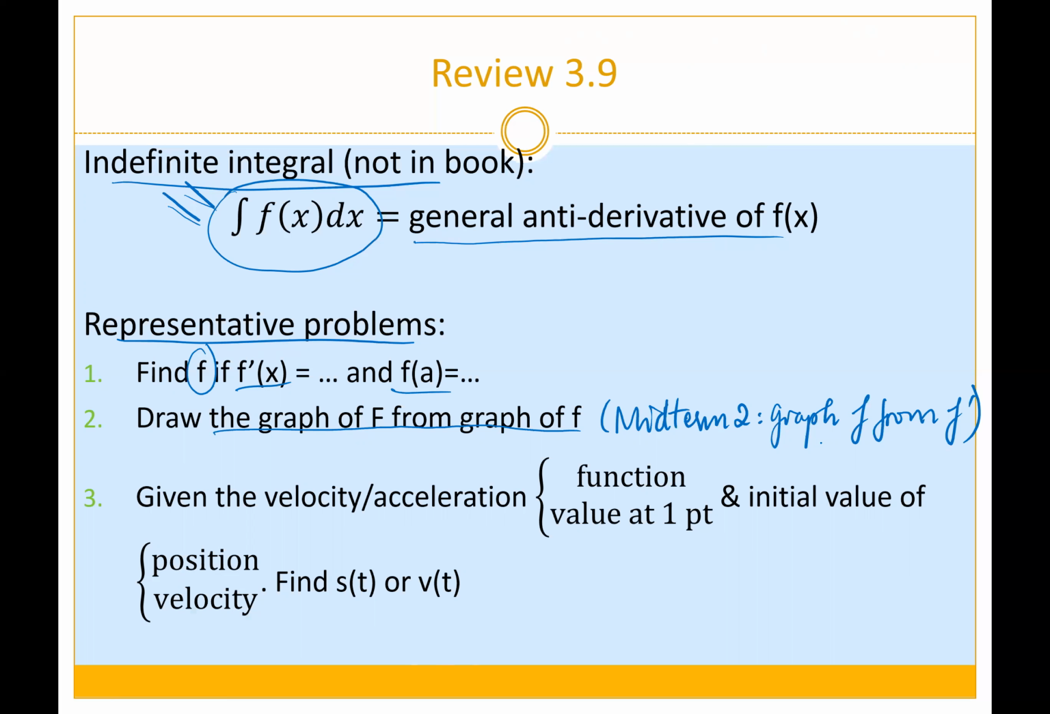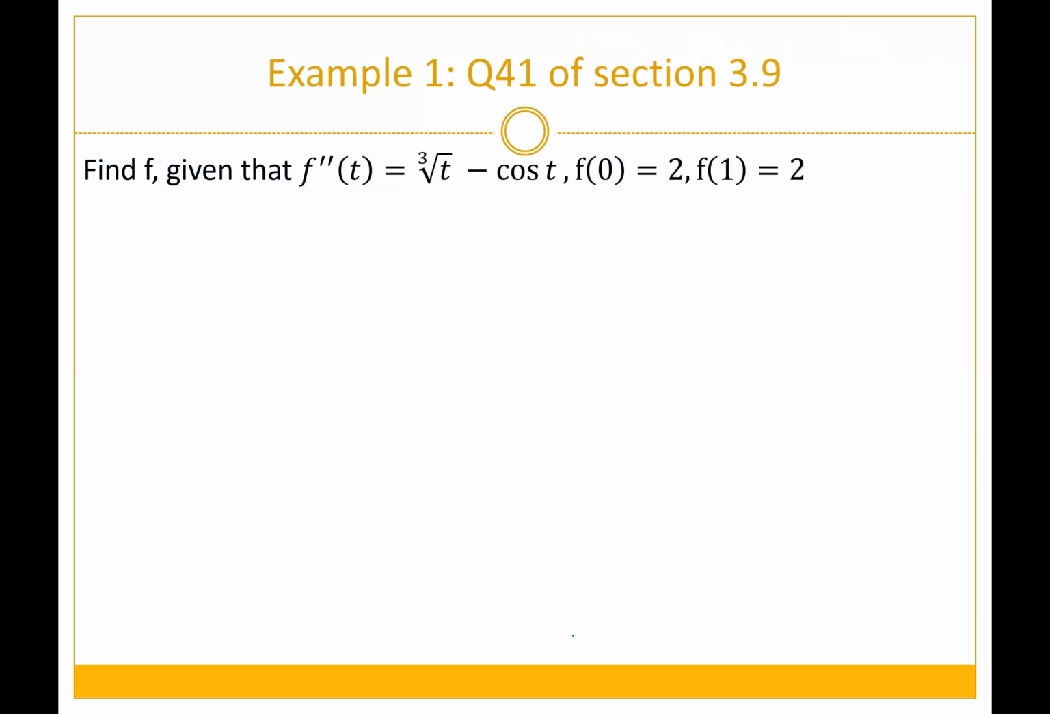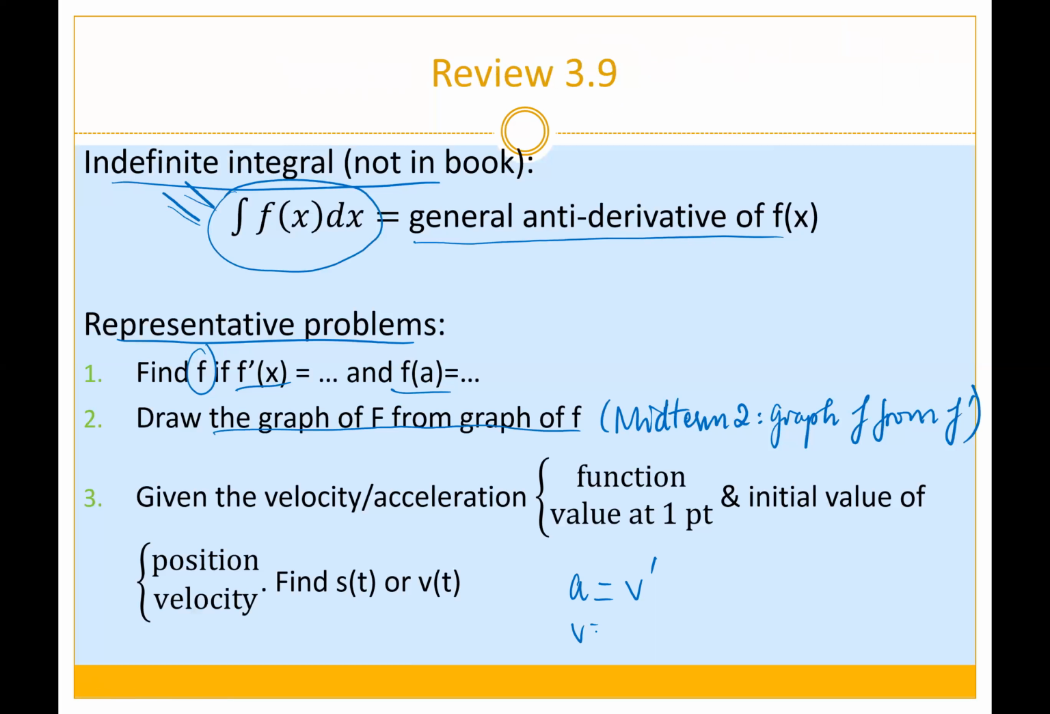And then the last one is more like an application of it related to kinematics. The relationship between velocity, acceleration, and position is that acceleration is the derivative of velocity, and velocity is the derivative of the position function. So this is kind of a perfect relationship, so that we can apply antiderivatives.